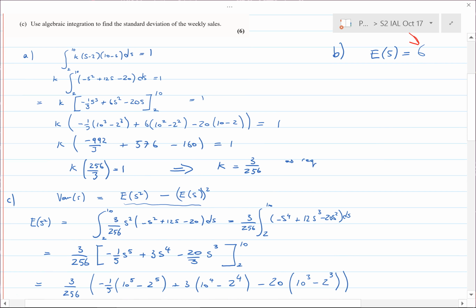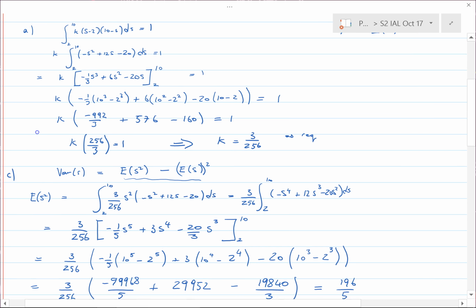Unfortunately, though, we do need to use the formula for the variance, and it's a little bit tedious. You've got to multiply by s squared, because you're finding E of S squared. We already know that the mean is 6, but we've got to do quite a bit of work, and it's very similar to what you do there. Obviously, all the powers are 2 greater, so you're not going to get the same numbers. And we now know that k is 3 over 256 from before, and we put in 10 and 2.